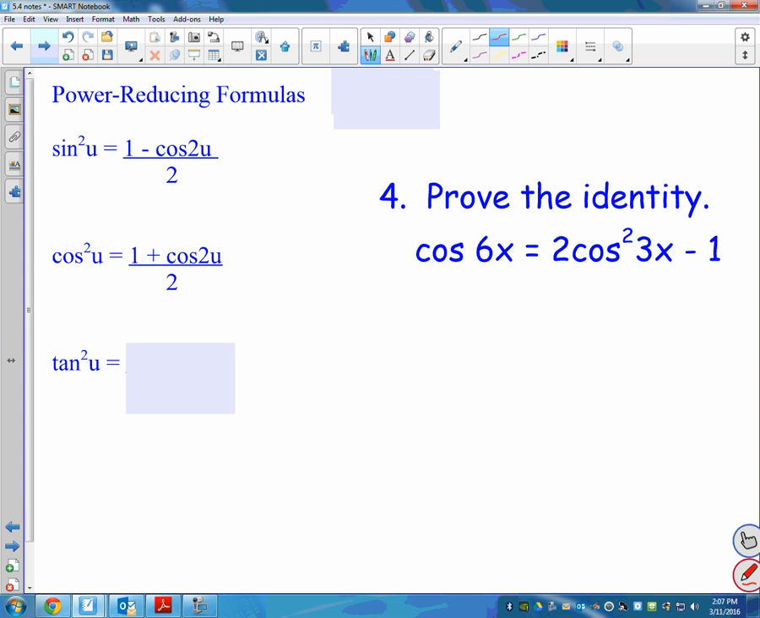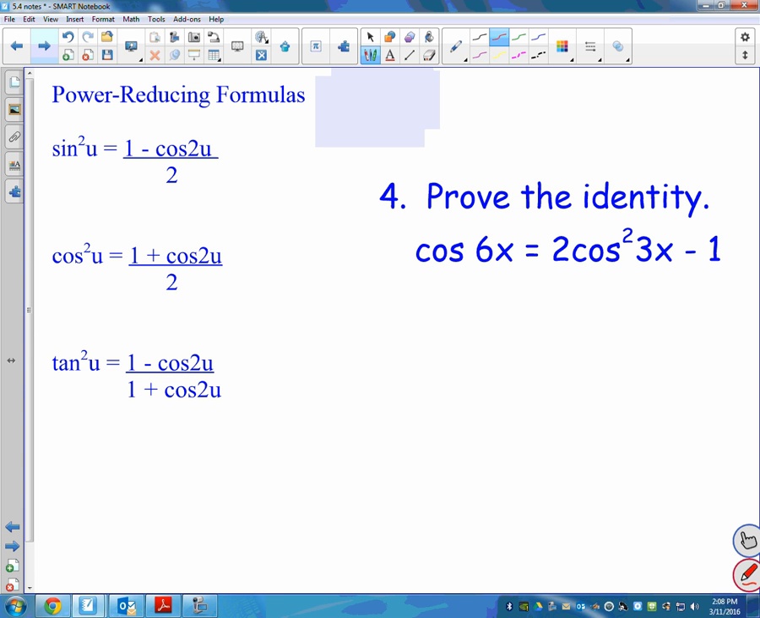And the cosine squared of an angle is equal to 1 plus the cosine of 2u, all over 2. The tangent squared is exactly the sine squared over the cosine squared, which means the 2s just cancel out. And the tangent squared is just 1 minus cosine of 2u over 1 plus cosine of 2u. They really don't show up that often, but there's a couple in your homework.